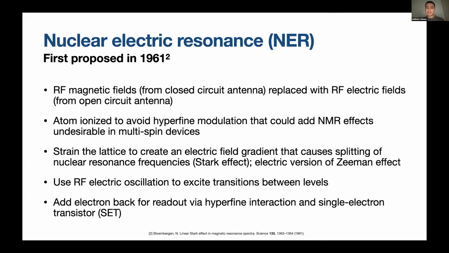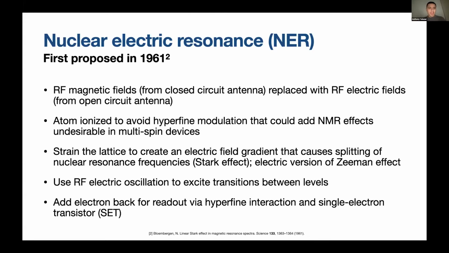So then you strain the lattice of the substrate to create an electric field gradient that causes a splitting of the nuclear resonance frequencies, which is the Stark effect. This is basically an electric version of the Zeeman effect, which is what allows for nuclear magnetic resonance. So nuclear electric resonance has its foundation in the other side of the coin, which is the Stark effect. And then you want to use RF electric oscillation to excite transitions between these levels, which you can then use to read out the resonant frequencies, and do your Fourier transform and all that.